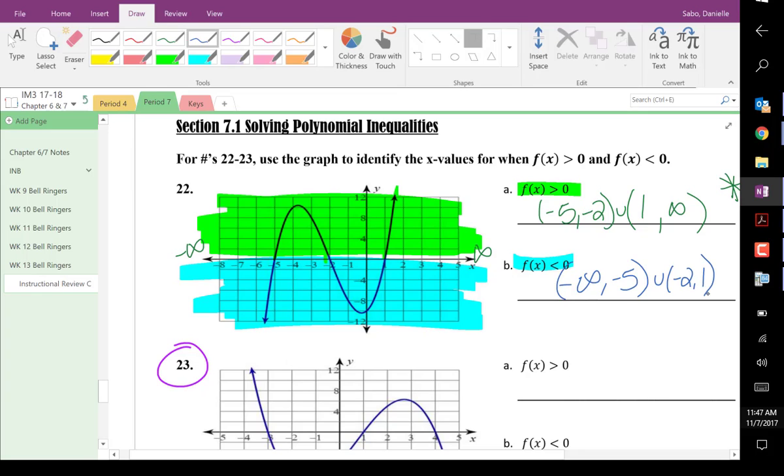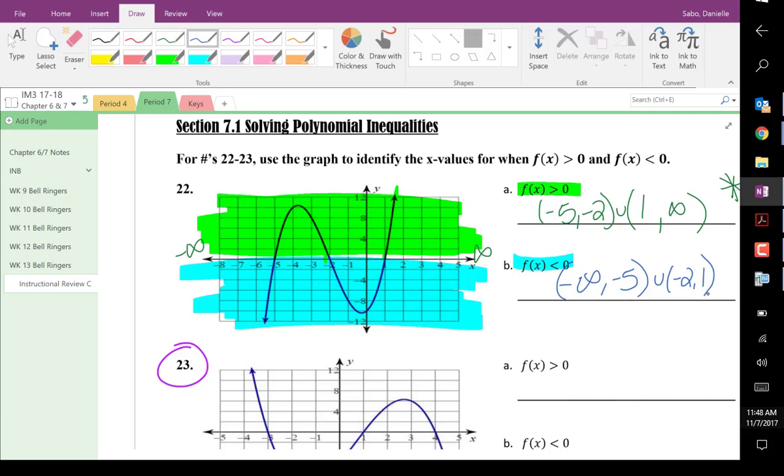You're just telling me, when did I make money? I made money from year 1 on. I was very successful. I just kept making more money and more money. When did I lose money? Between this year and this year, because it's below the x-axis.